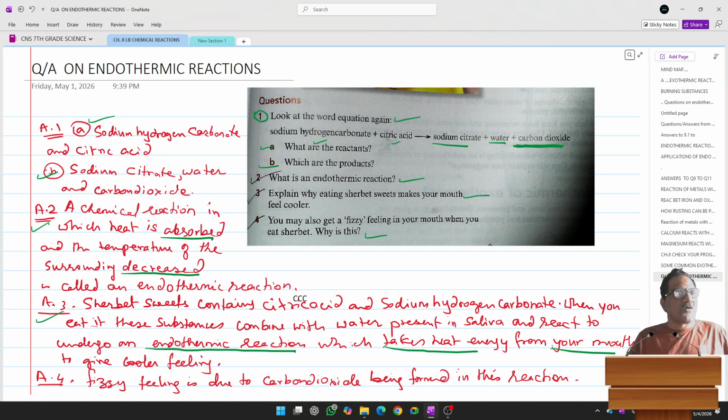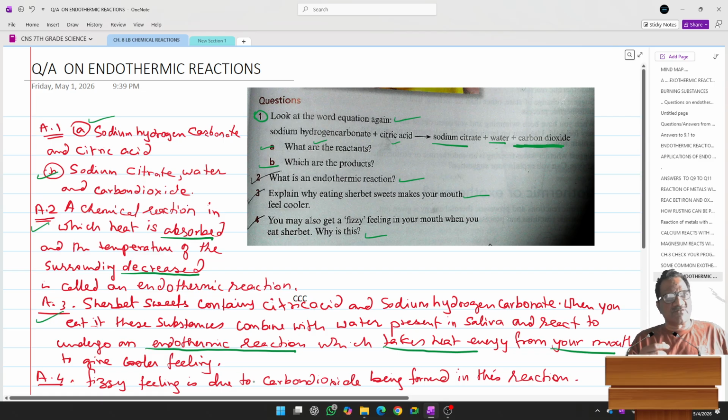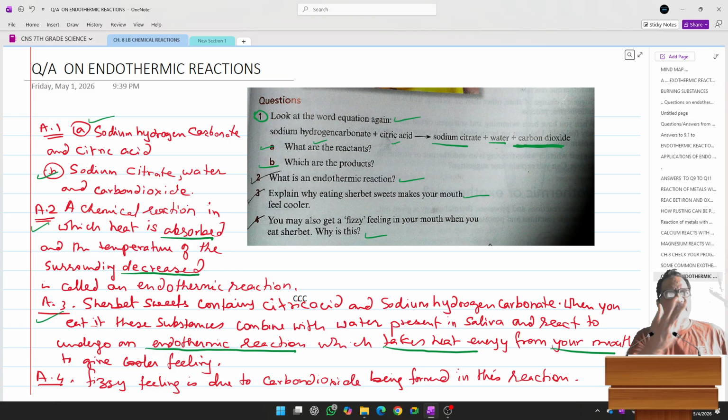Because the product formed is carbon dioxide, it will give you that fizzy feeling in the mouth. Carbon dioxide is a gas which will try to escape from your mouth, and that carbon dioxide formation in the mouth will be seen as effervescence, which is giving you that fizzy feeling. So this fizzy feeling that you get on eating this sherbet sweet is because of the formation of carbon dioxide as one of the products.